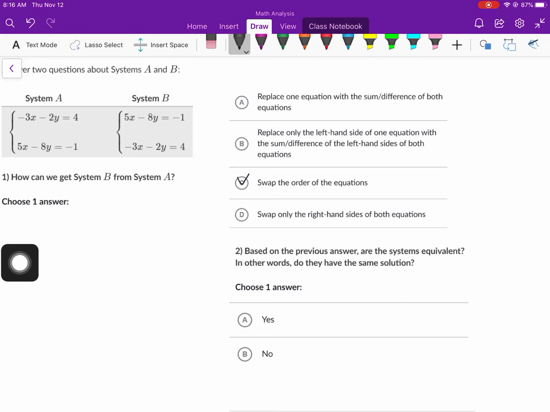So would that change the answer? Did that do anything? Is that wrong? Is that an incorrect step, basically? And no, it's not. It's okay to use that step. You could switch those around. So yes, the systems would still be equivalent.